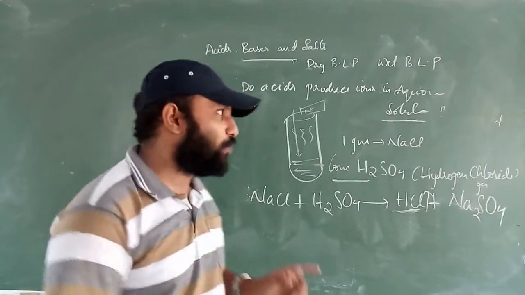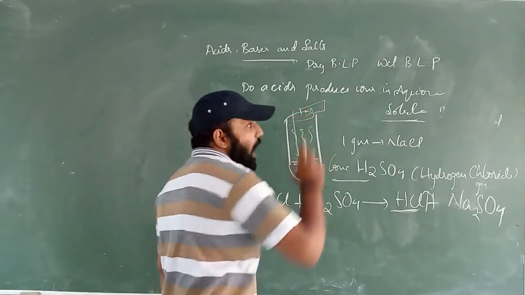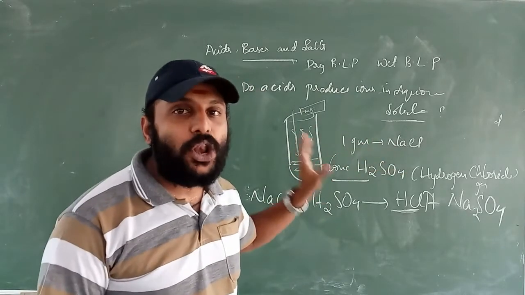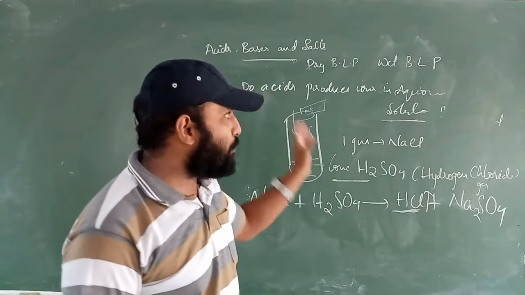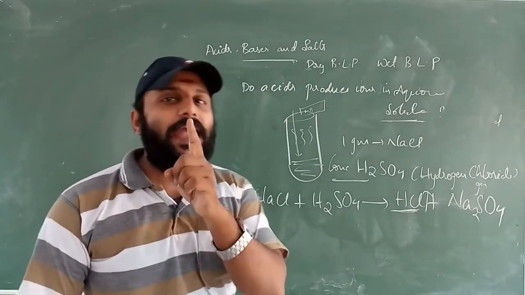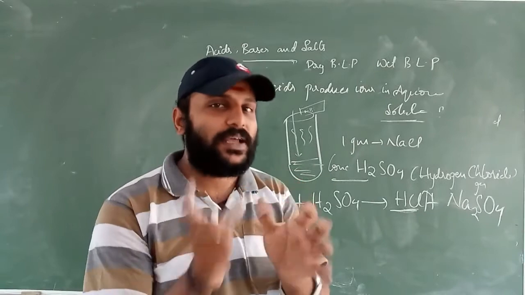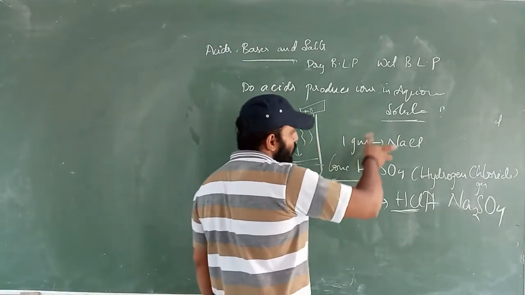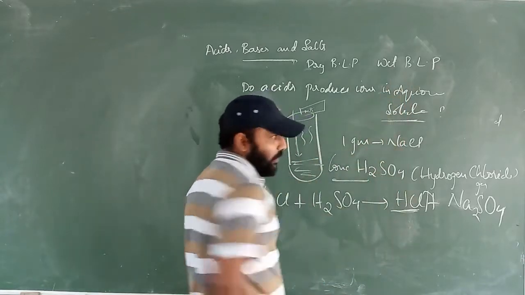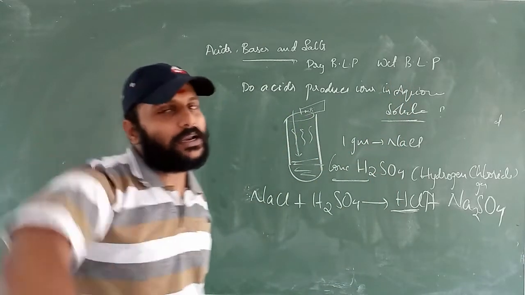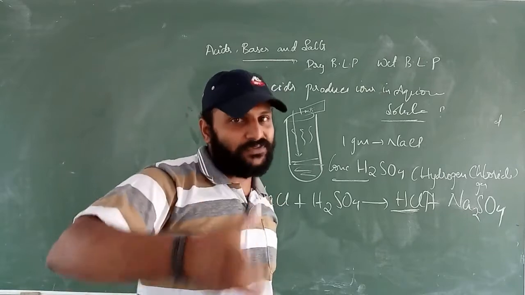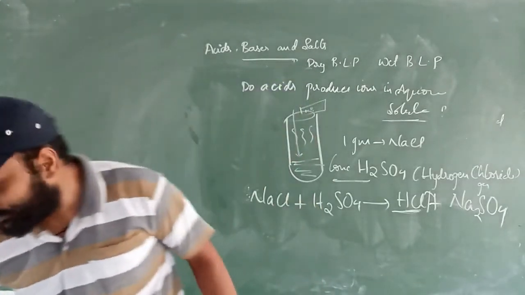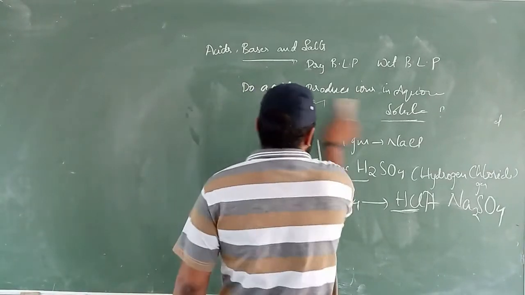So understood: in the absence of aqueous solution, acid will not produce hydrogen ions. In the presence of aqueous solution only, acid will produce H plus ions. Understood very clearly. For an acid to produce H plus ions, what is required? Aqueous solution. In the presence of water only, dissociation will take place and hydrogen ions are produced. Okay, so let us see that reaction.